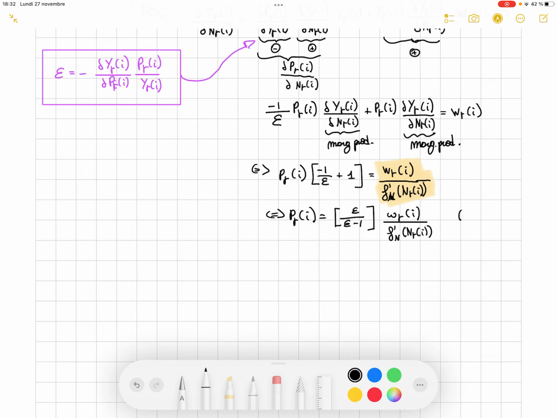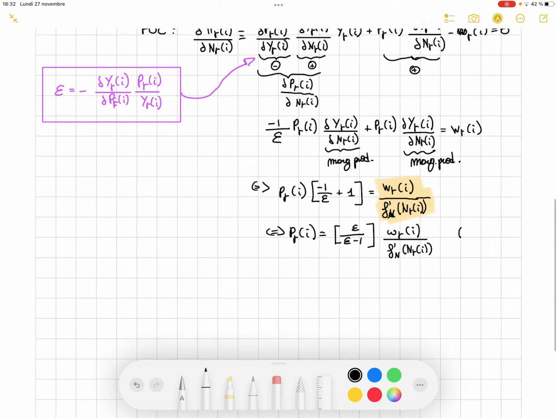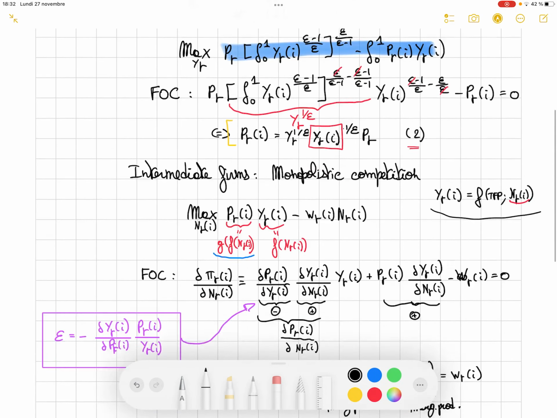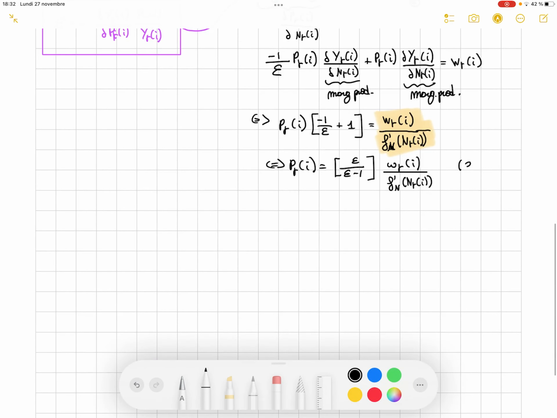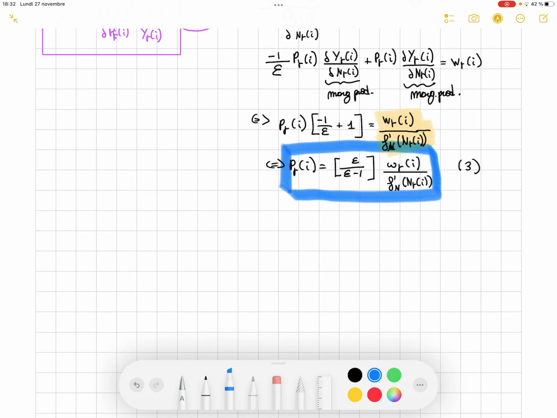So that's typically how you can obtain one of the main equations of our model, that defines our system from the profit optimization problem. Okay, so that's the equation we will be using that we managed to derive.